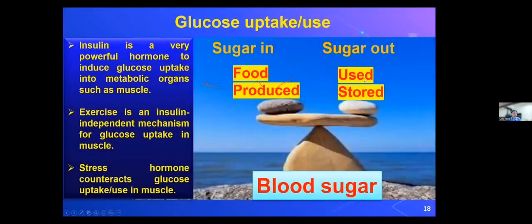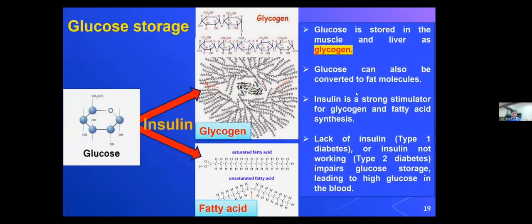We talked about the muscle, and insulin is a major hormone to move the sugars into the muscle for use. And exercise is an insulin-independent mechanism, and stress hormone is very bad, not only for the liver to make sugars for you, but it also inhibits glucose use by the muscle. And the last one for the sugar out is storage.